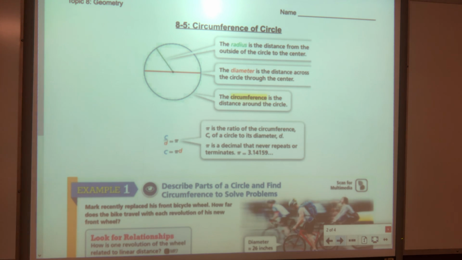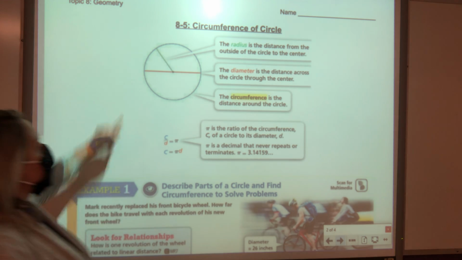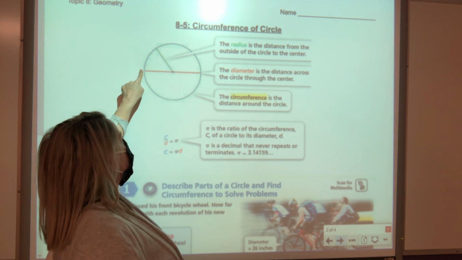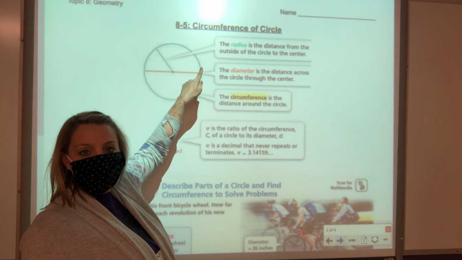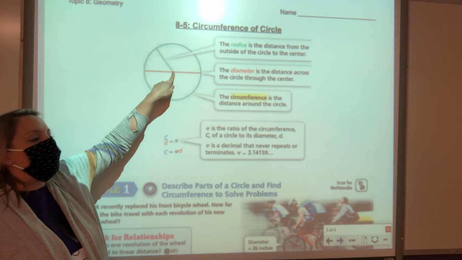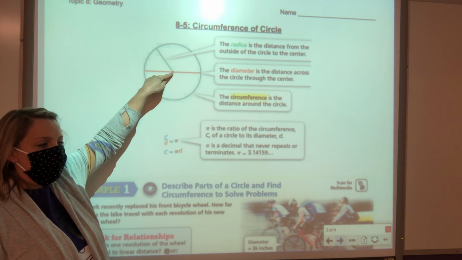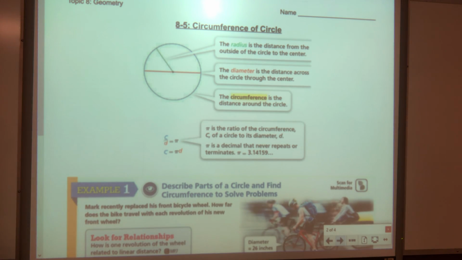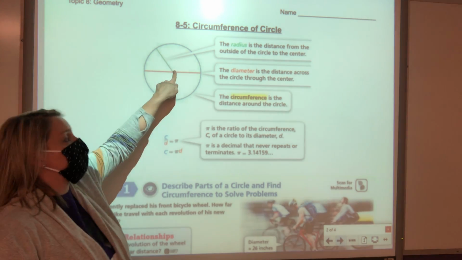So, when we look at a circle, there are several different parts of a circle. The first part here is the diameter. Now the diameter is the distance across the circle. And when I say the distance across, it has to go through this point right here. What is that point? Anyone know? A radius. No? The center. The center, very good.